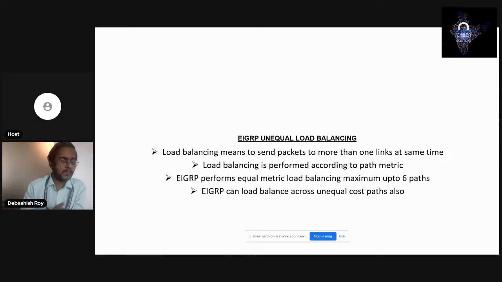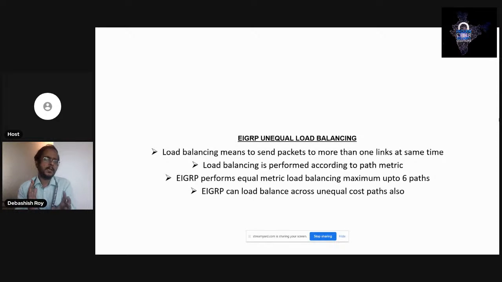Now, EIGRP performs equal metric load balancing or equal cost load balancing across a maximum of up to 6 paths. So, by default, it is equal cost load balancing in case of EIGRP, not unequal. We have to configure the unequal cost load balancing, but by default, it is not done. By default, we only get equal metric or equal cost load balancing in case of EIGRP, and across how many paths maximum? Maximum up to 6 paths. By default, it is done in 4 paths and it can go up to 6 paths.